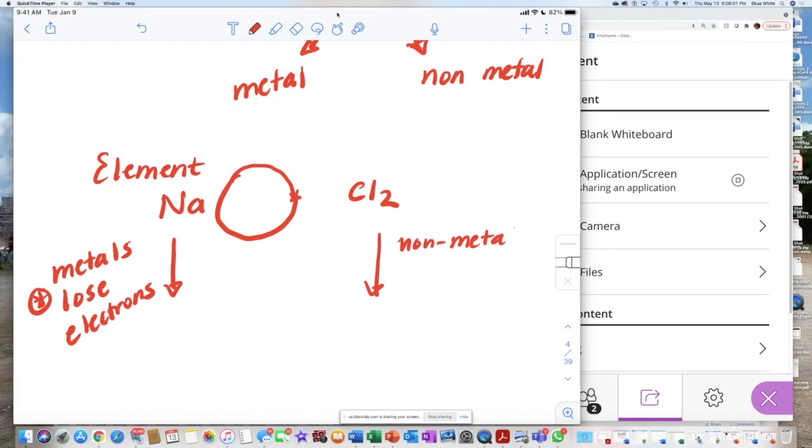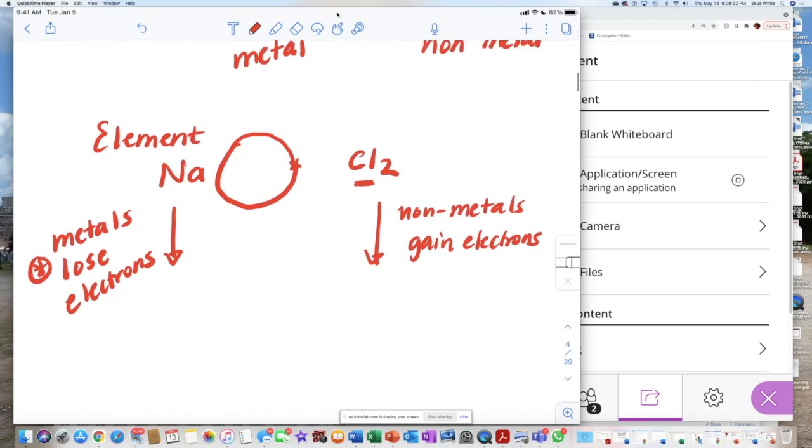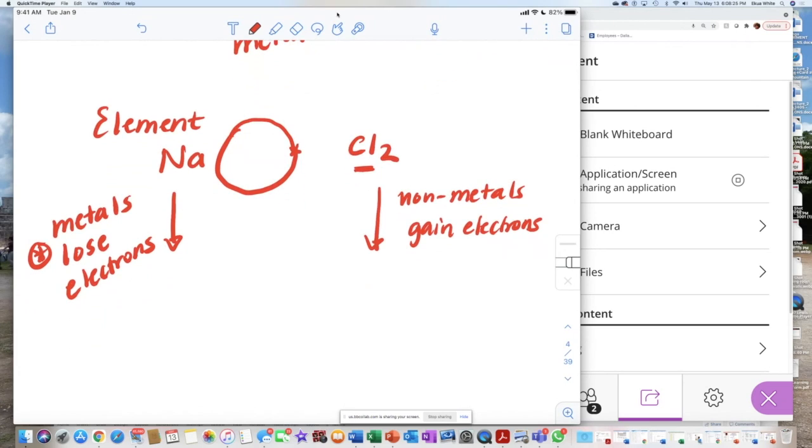Nonmetals gain electrons. So how can we use the size of the nonmetal to justify why it gains electrons? By the way, I drew chlorine here as diatomic because in nature, chlorine is diatomic. Just in case you're wondering about that, when chlorine is by itself, it's diatomic.